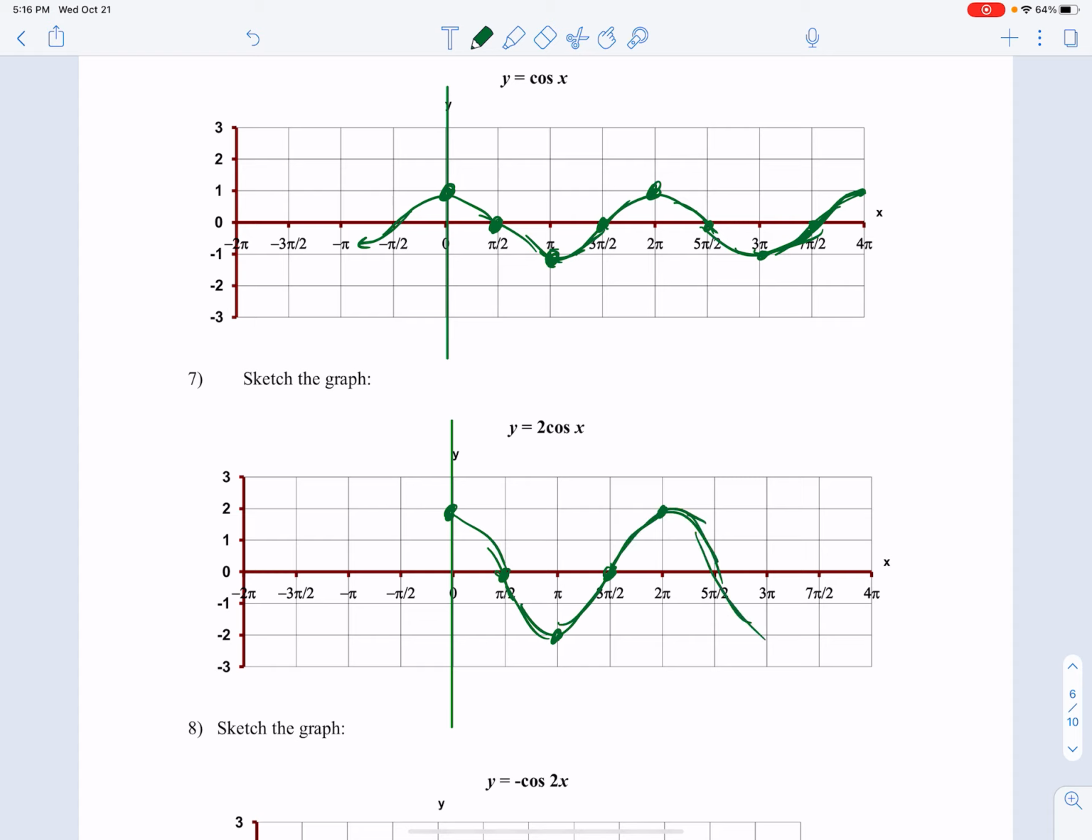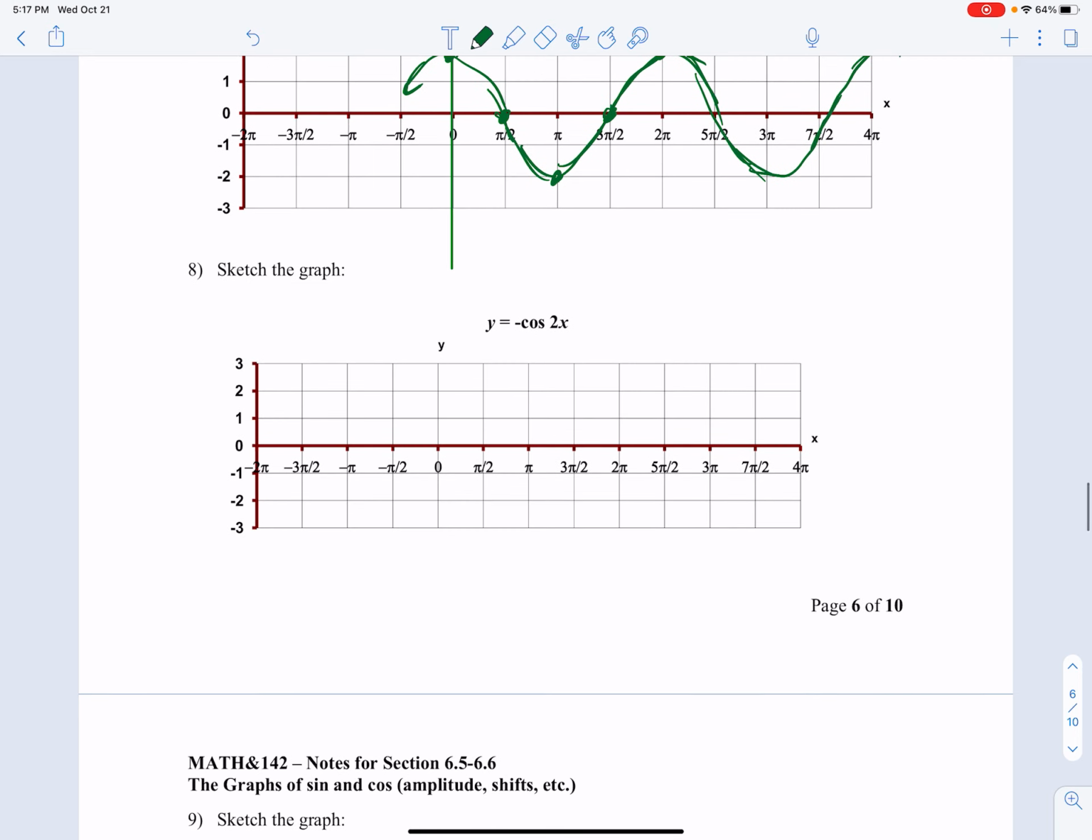And I'm going to try my best to not butcher this too badly, but there we go. That's not so bad. Okay. So this means, if you want to use familiar vocabulary, that the amplitude is 2. Okay. Now let's look at another one.